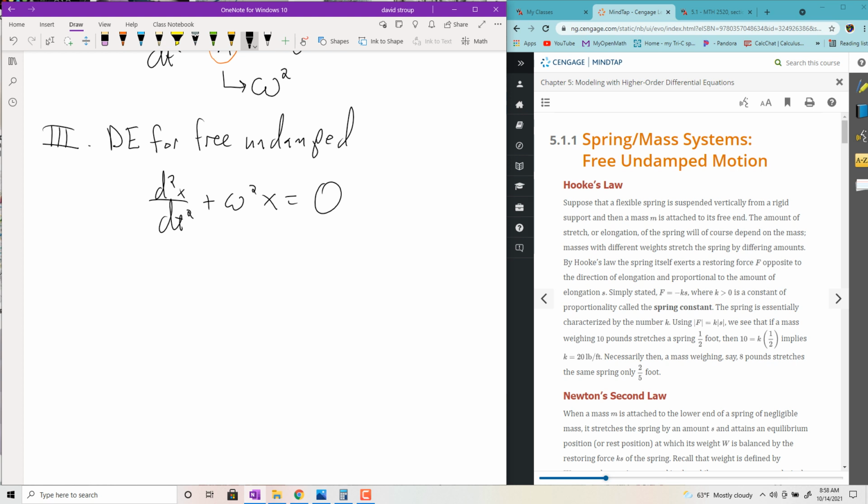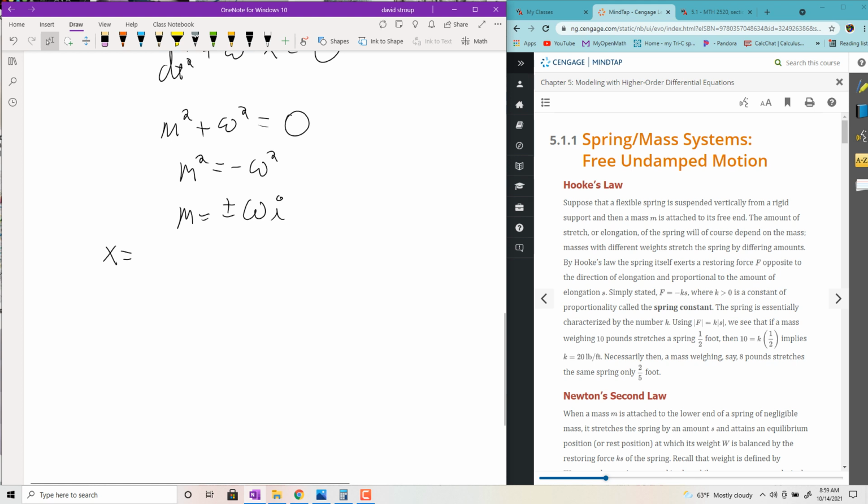So you just go to your characteristic equation. You've got m squared plus omega squared is 0. And we get m squared is negative omega squared. Take the square root on both sides, get m equals plus or minus omega i. And so the form of our solution is in terms of cosines and sines. So I'll have C1 cosine of omega t plus C2 sine of omega t.